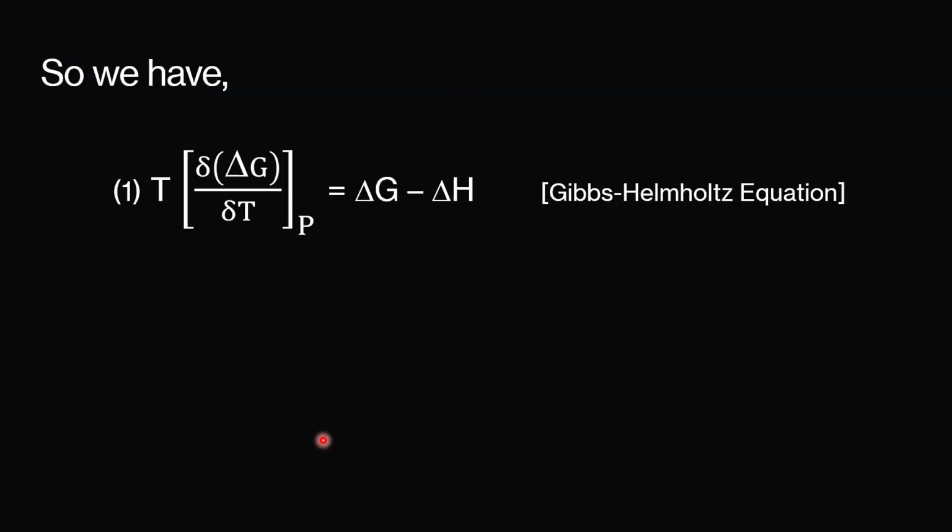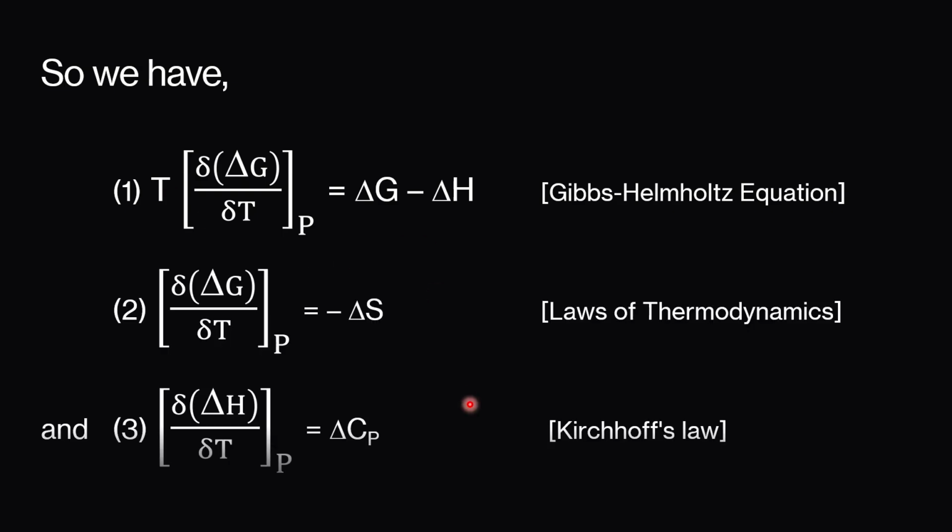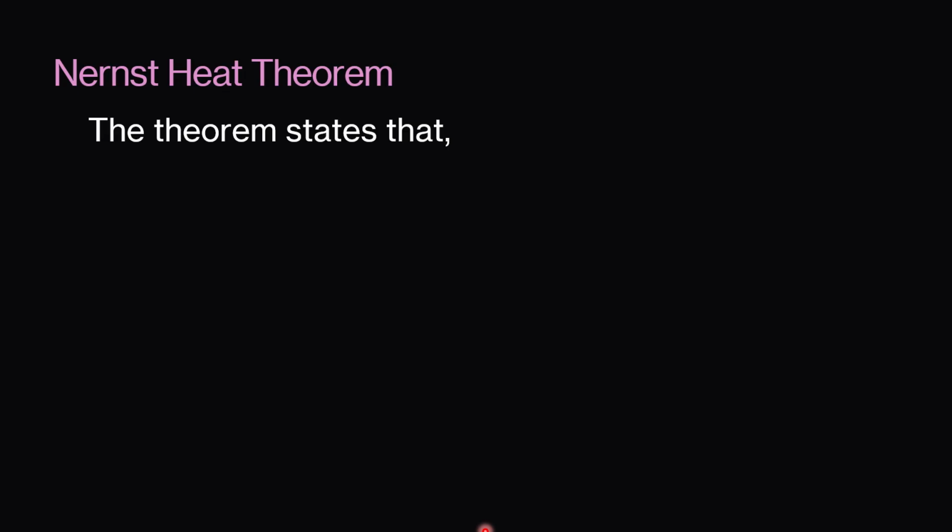So we have three relationships. The first relationship is this one, the second one is this one, and the third one is this one. So just have a look. These three relationships, keep them in your mind. They will be utilized. Now the Nernst theorem, the main topic of this lecture.